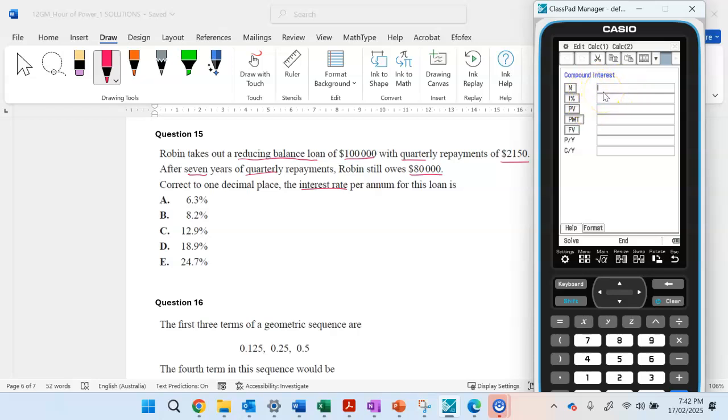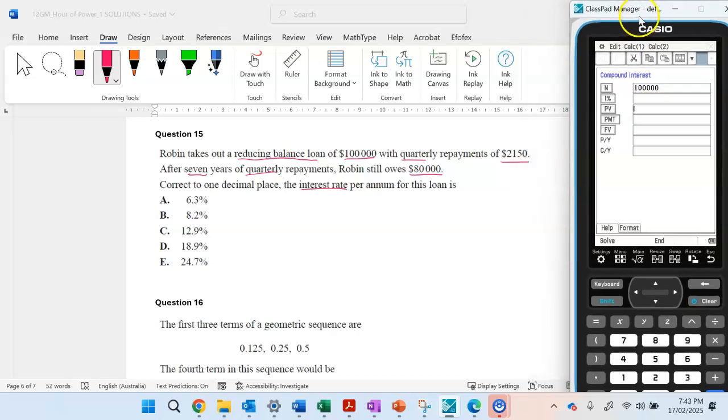Alrighty, so taking out a loan, so it's positive. How much was that? 100,000. I think I need to add a 0. Interest rate is what we're calculating. Let's put it in as we go. Quarterly repayment. So this, oops, already put that in the wrong place, silly Billy. Quarterly payment. So 4 and 4. And payment, so if you're paying it back to the bank, it's got to be positive.